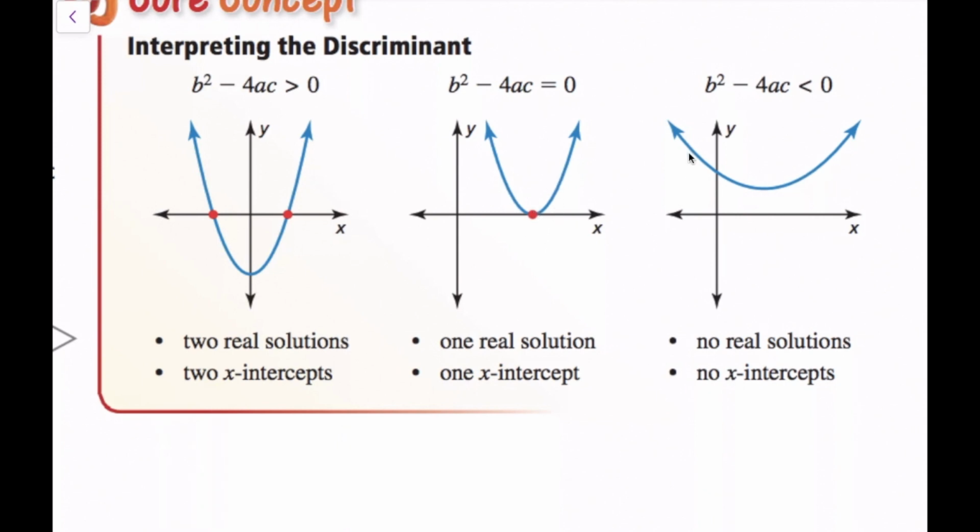It'll just touch it. And then if this discriminant is negative, that means that our parabola will not intersect with the x-axis at all. So it's basically saying when does this parabola equal 0? It doesn't with any of our real numbers. So that is how to interpret the discriminant.